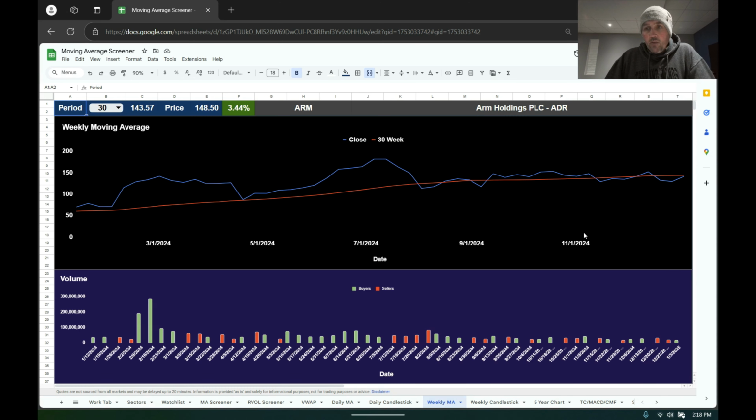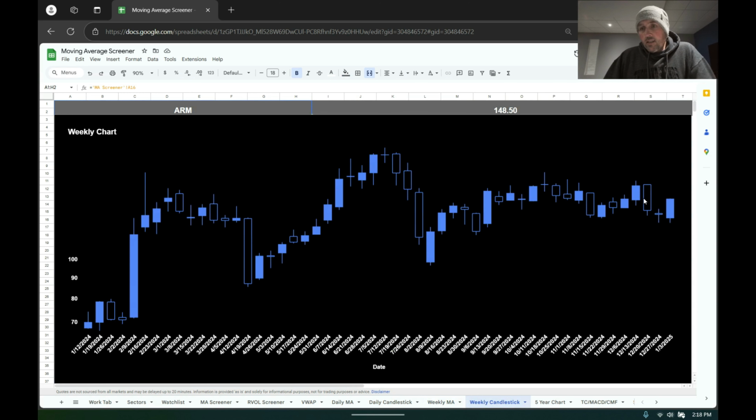If we look at the weekly moving average, we crossed that. We're above it 3.44%, but we were below it on the Friday close of last week. The weekly candlestick, this looks like a bullish candle here. This is a reversal candle, and then this candle takes that out.